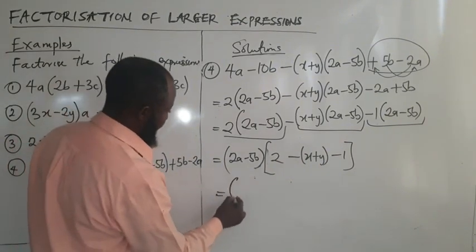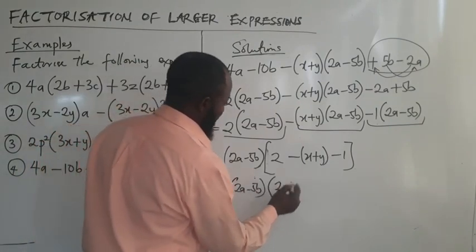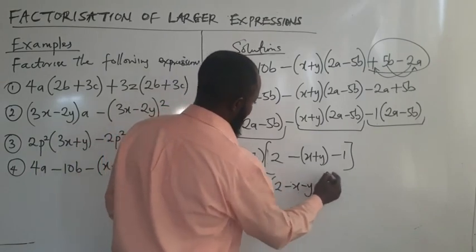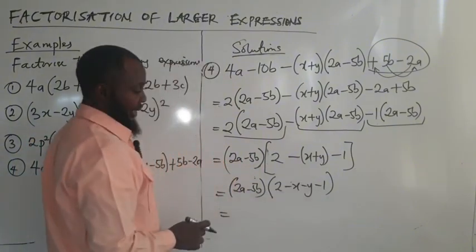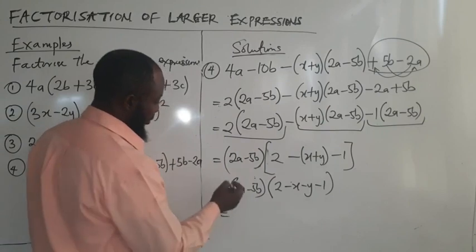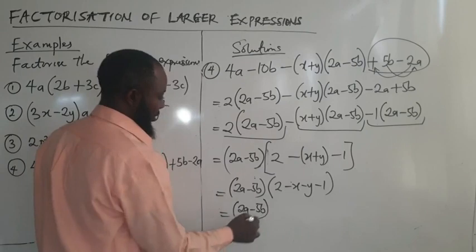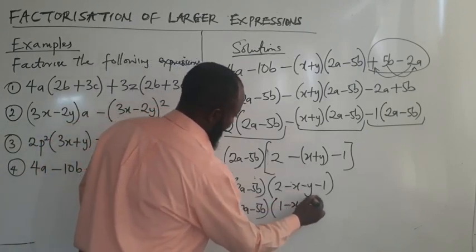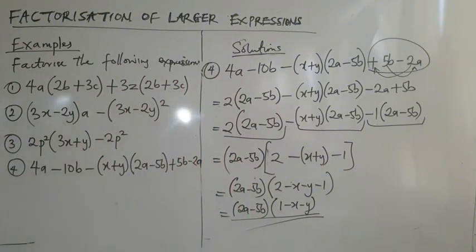So here we're going to have 2a minus 5b, then into bracket 2 minus, use the minus to open this one, that's minus x minus y minus 1. We can then combine again, because this one, these two and this one, are like terms because they don't have variables. So we have 2a minus 5b into bracket 2 minus 1, that is 1, minus x minus y. This gives our final answer. I hope this is helpful, straightforward and very clear to you.